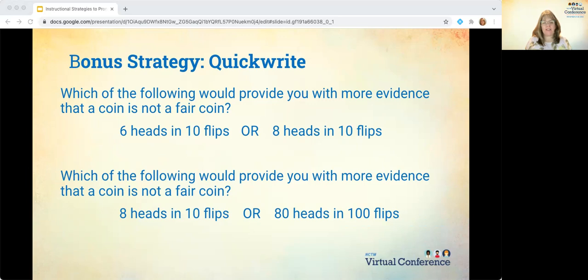And here, the sample proportions are the same. It's the fact that the sample size is larger, those 80 heads in 100 flips, that seems to not be very likely if the coin was a fair coin. So just having the students write a few sentences to describe their thinking is a good way to promote that reasoning and communication that we need in statistics.